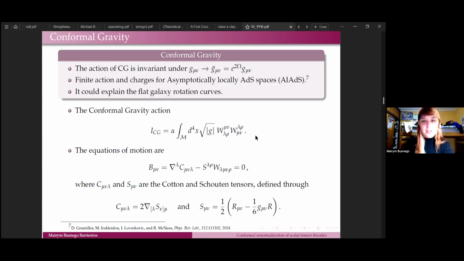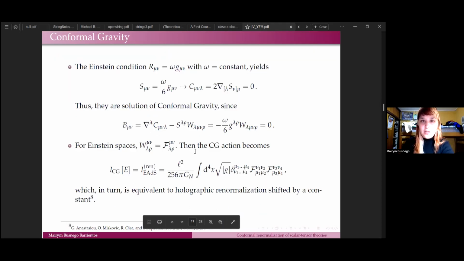So the action of conformal gravity is this action given right here, and the equations of motion are Bach equal to 0, where C and S are the Cotton and Schouten tensors defined as this. We can see that if we use the Einstein condition in the equation of motion of conformal gravity, we will get the following. As the Einstein condition means that the Ricci tensor is a constant times the metric, if we replace this in this Schouten tensor, we will get something that is proportional to the metric. If we replace this in the Cotton tensor, we will get the covariant derivative of the metric, and this is 0. So if we replace this in the Bach tensor, we will get the Bach equal to 0. So the equations of motion are satisfied.